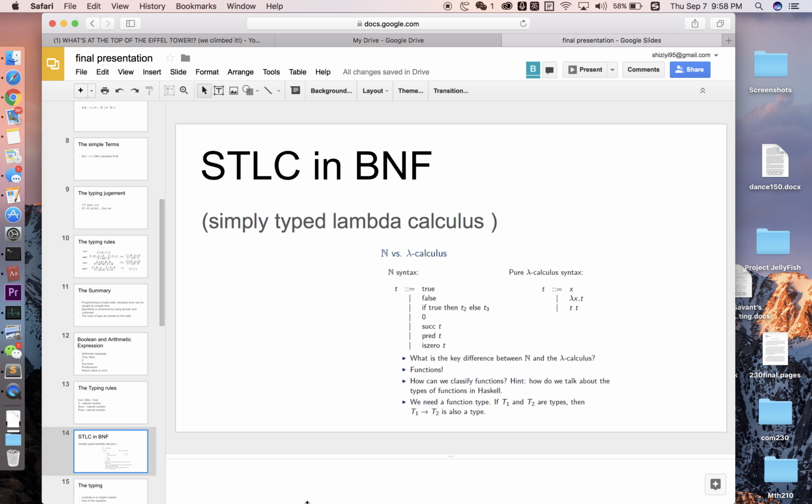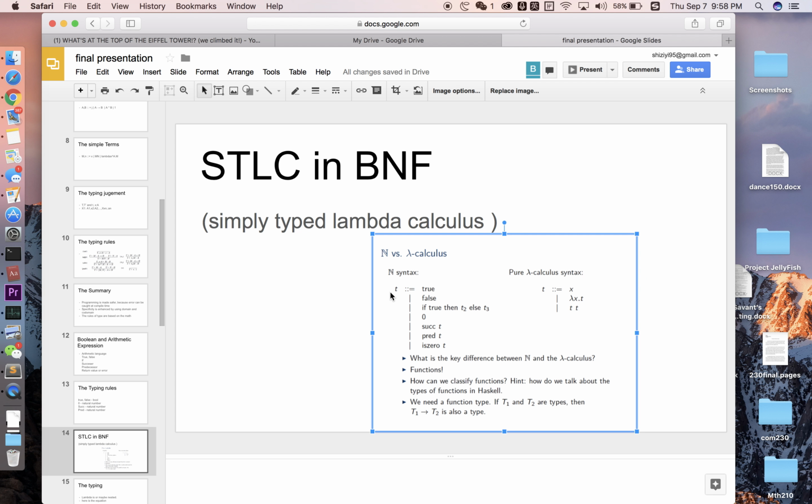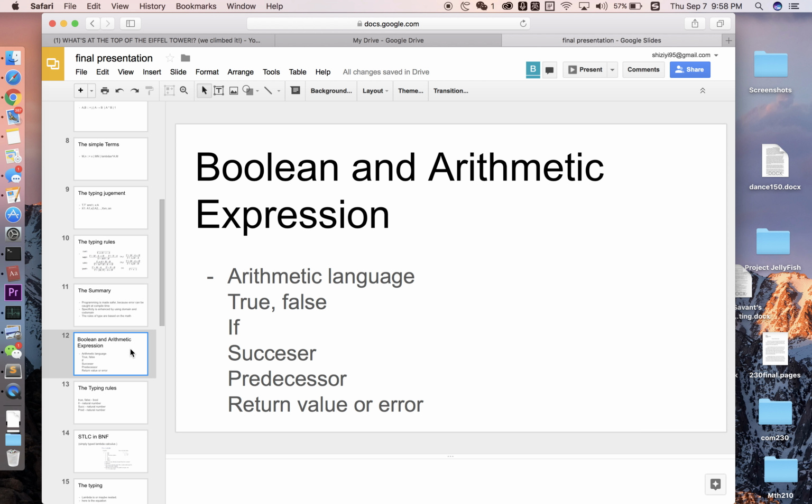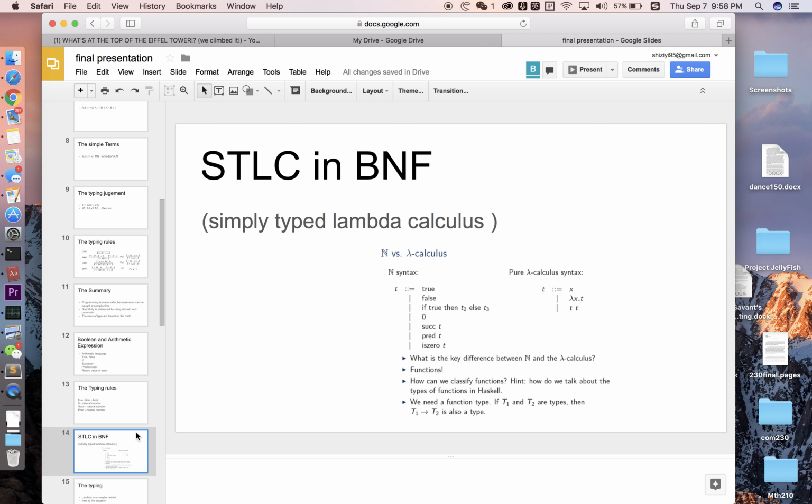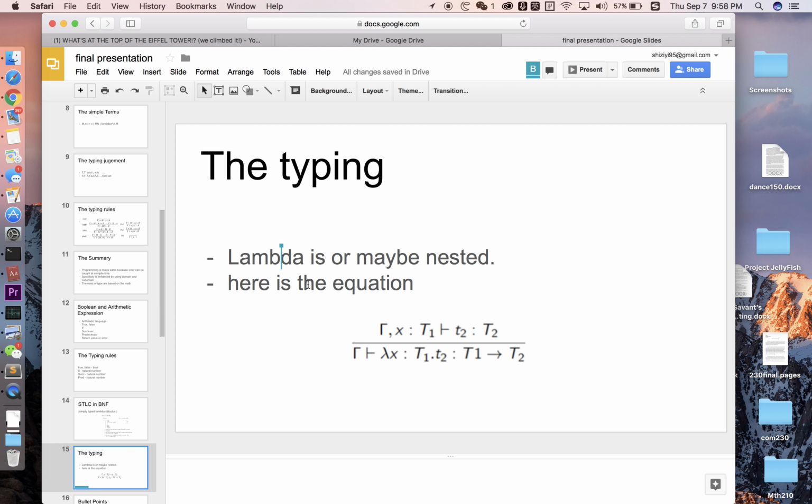Next, this is a little more complicated. The STLC and BNF, the simply typed lambda calculus. So T has the values true, false, like the arithmetic language I talked about right here. It has true, false, and if T1 then T2 else T3, and 0, the natural number. The successor and the predecessor are all natural numbers, and then whether it's 0. They're very self-explanatory. And I'm going to the next one.